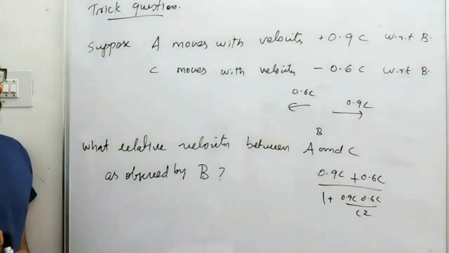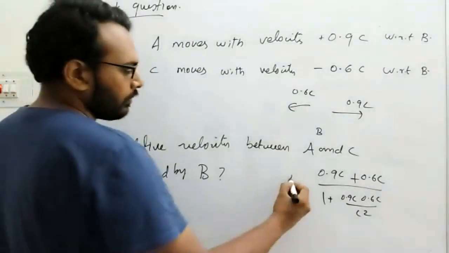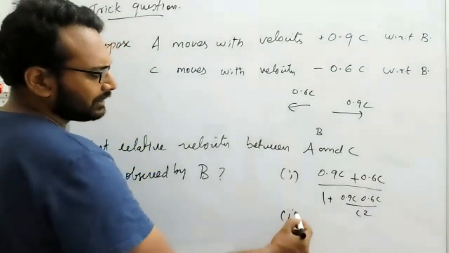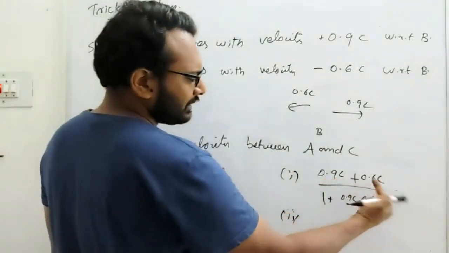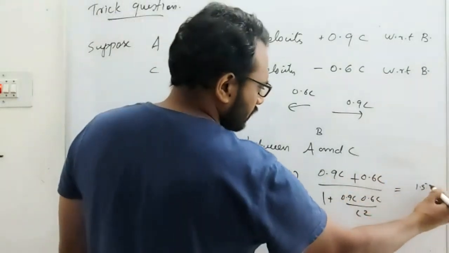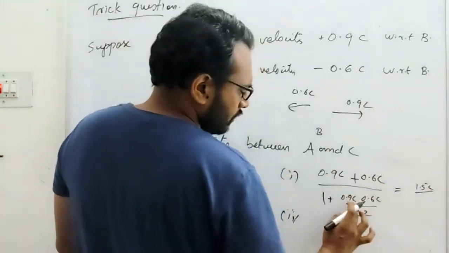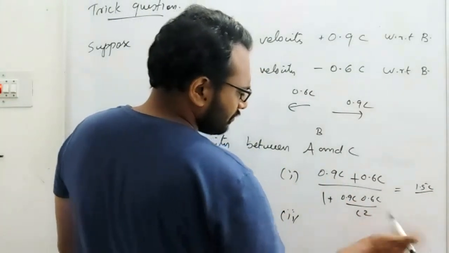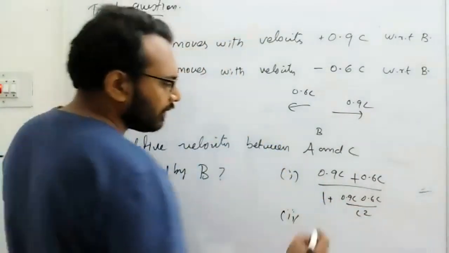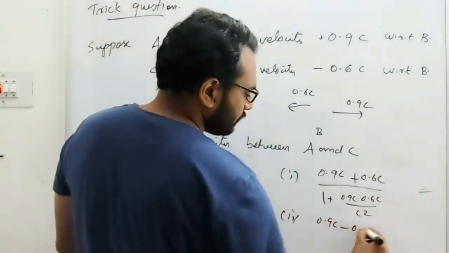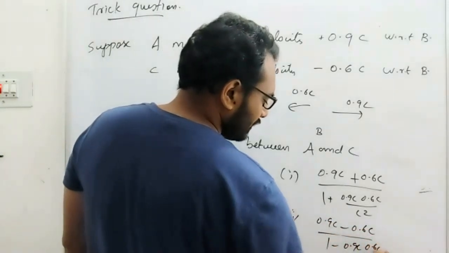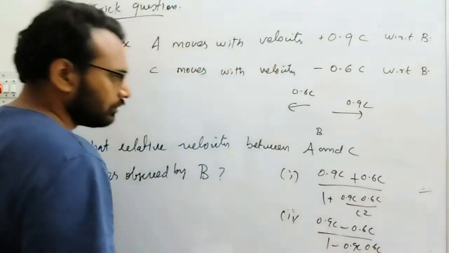Okay. Any other answer? So what's this answer actually? It's 0.9 plus 0.6, which is 1.5 divided by... it's a bit difficult, right? Doesn't matter. Let's just say this is one of the options. You also may have an option like this: 0.9c minus 0.6c divided by 1 minus 0.9c times 0.6c divided by c square. This also could be one of the options.